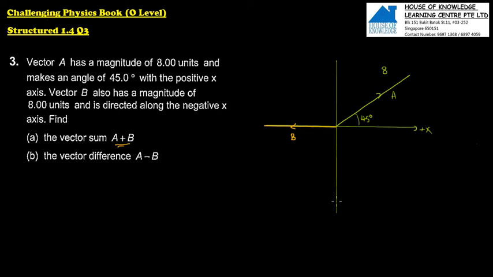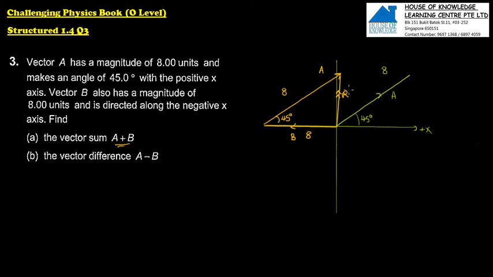I prefer to use the head-to-tail technique. So this vector A I bring over here. So this one is the vector A. This is 8 units. This is also 8 units. We know that this is 45 degrees. We do not know what this length is. Let's say this is the length of the resultant vector. This is the resultant vector.